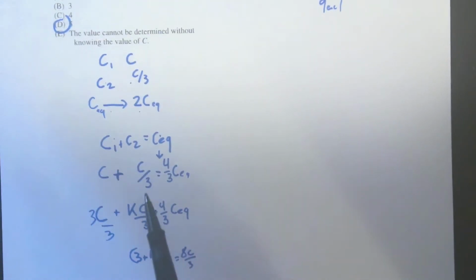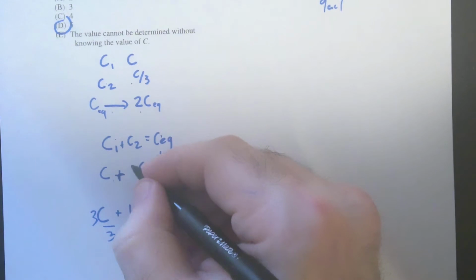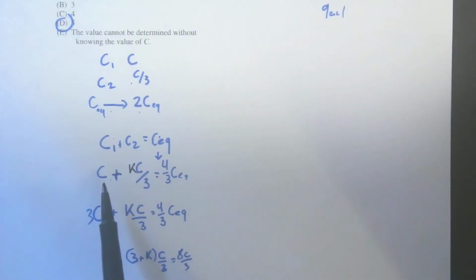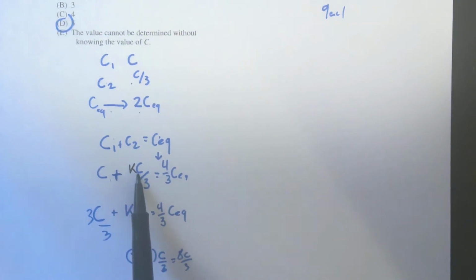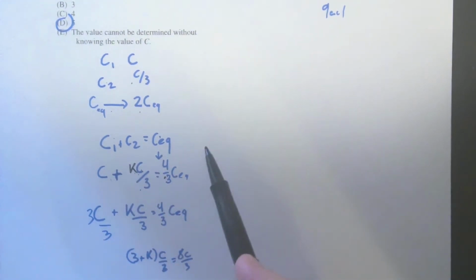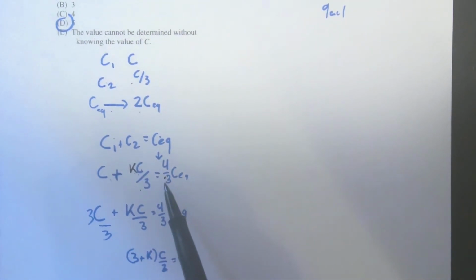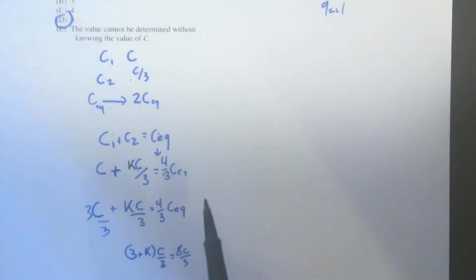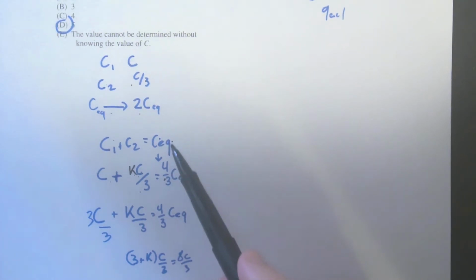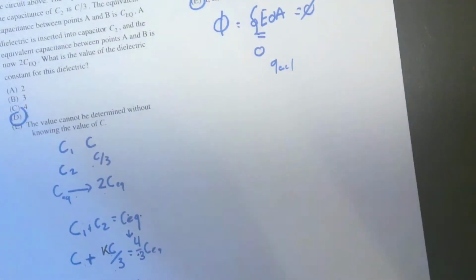So what I did is I said, okay, there should be a kappa here. The capacitance of the first one, which hasn't changed, plus the new capacitance, which is kappa C over 3, is now going to be twice as much as it was before. Okay. So putting all that in there, I actually solved this for kappa, and I got 5. So again, I just set what it was before versus what it was after.